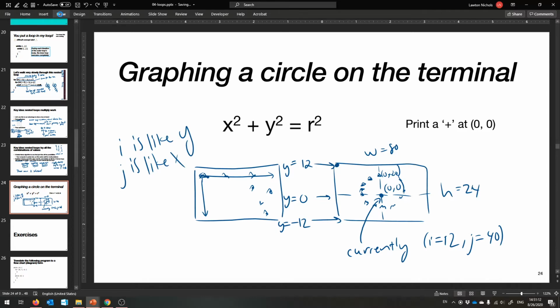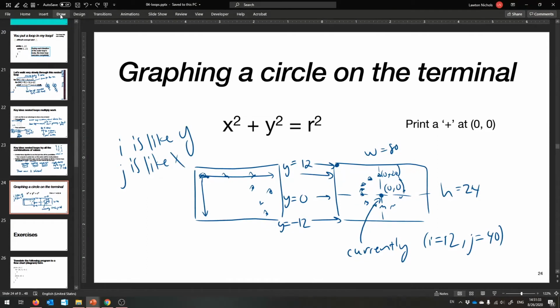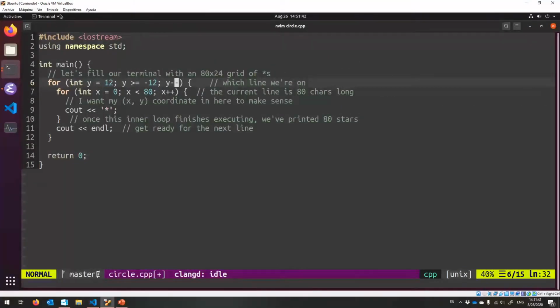It'll be actually 25 lines. Who cares? Okay? So what we just discovered is if we want y to function like the y coordinate, y needs to be 12 here. Then it needs to decrease as it prints out line by line. It should be 12, 11, 10, all the way to 0, because that'll let us hit 0, 0 in the very middle of the screen. Okay? So y minus minus, and now x is very similar.